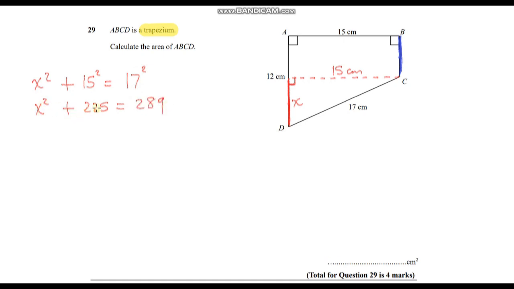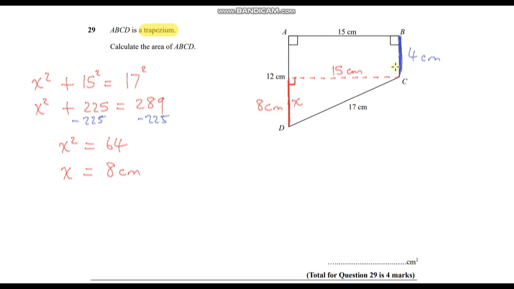So now to get x squared on its own, if we take away 225 from both sides, so I'm just taking away 225 from both sides. So what are we left with? Well, we're left with x squared is equal to 64. And now if we square root both sides, we are left with x equal to, it would be positive or negative 8, but we can't have negative lengths, so it is just 8. So x is 8 centimeters. Okay. Now we know this whole length is 12 centimeters, so if x is 8, this length in blue, well, that's just going to be 4 centimeters, because we do 12 minus 8.